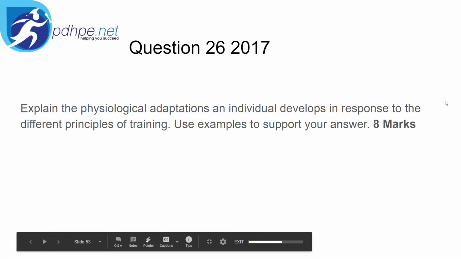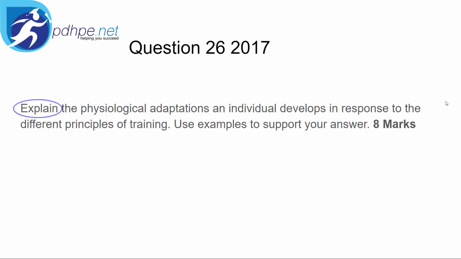So the first thing I get them to do is identify the verb. This is an explain. Okay. I then get them to identify the syllabus terms, so physiological adaptations. It's out of the syllabus, and so are the principles of training. In fact, they are both dot points in the syllabus. I then want them to identify whether or not it develops in response to, okay, so this is your connection.